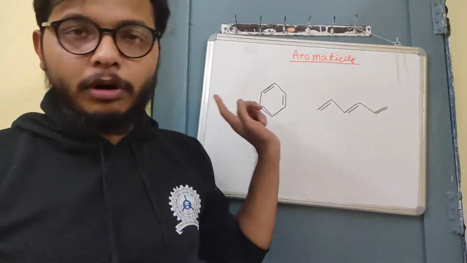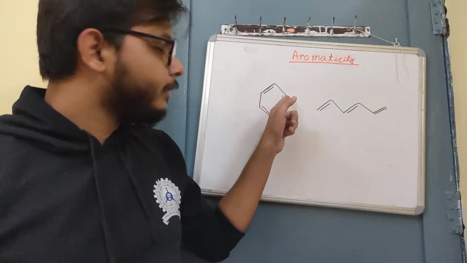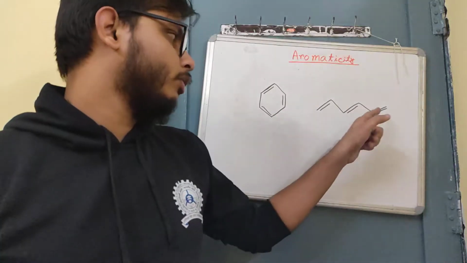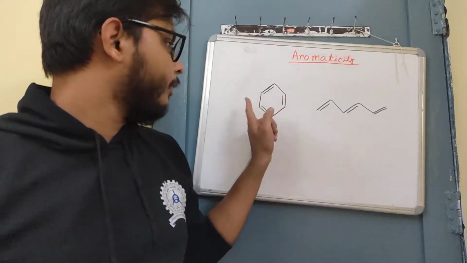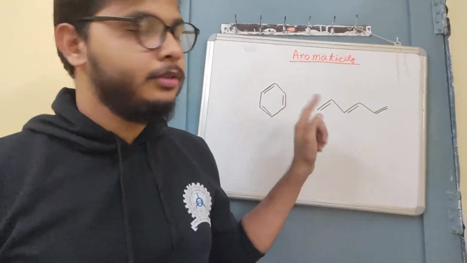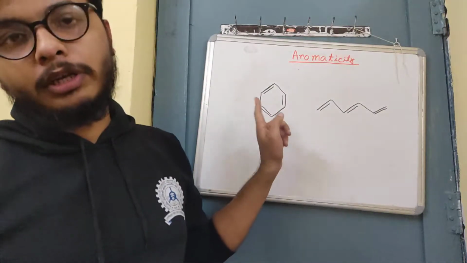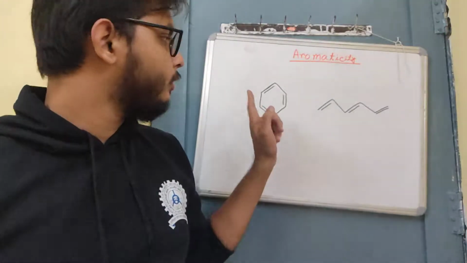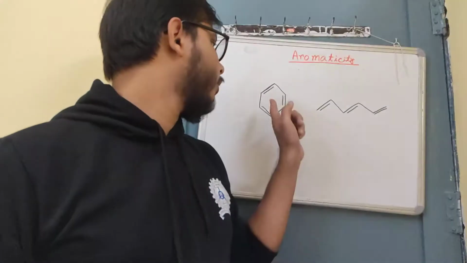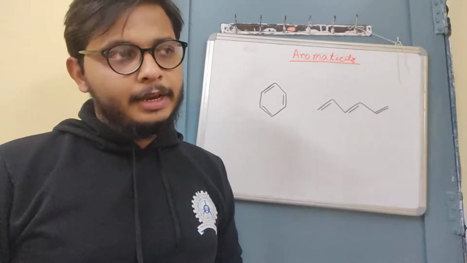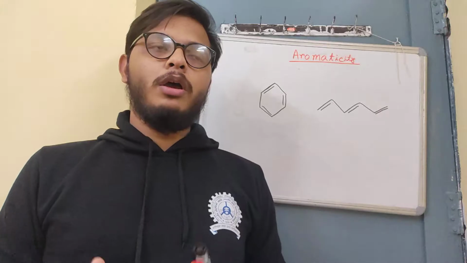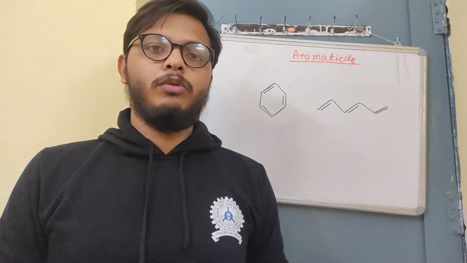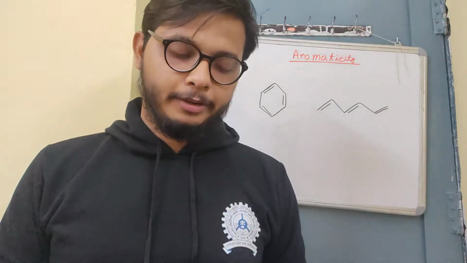Look, here are two molecules. This is a 6 carbon compound and this is also a 6 carbon compound. There are 3 pi bonds and there are 3 pi bonds. But this molecule is more stable, right? Why? Because this molecule is aromatic. Now, we have to know which properties make a molecule aromatic.